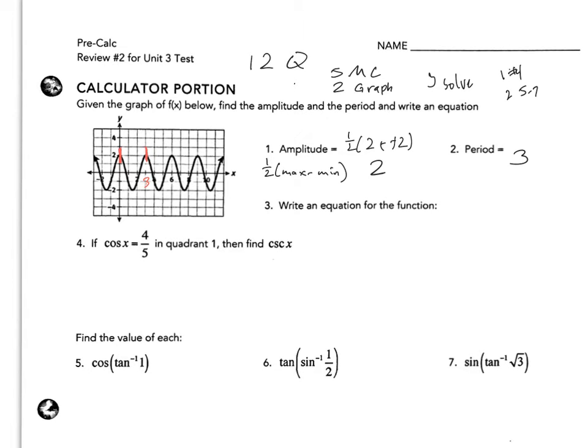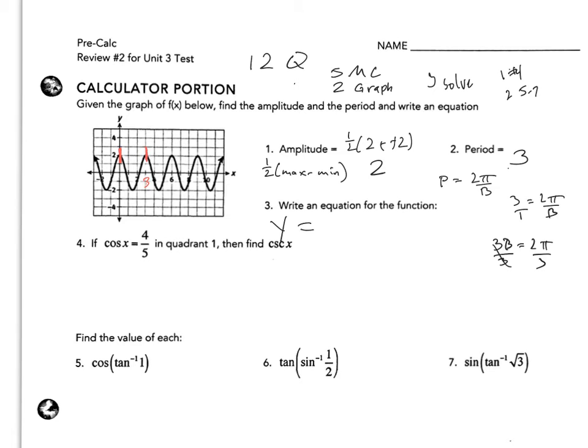Now, when writing the equation, you decide if you want to use sine or cosine, and then make sure you calculate b. Because there's no period in the equation, it's b. But you use the period to find b. So the formula is period equals 2 pi over b. Our period is 3. That equals 2 pi over b. We'll cross multiply. 3b equals 2 pi. Remember, you're solving for b, so we get 2 pi over 3.